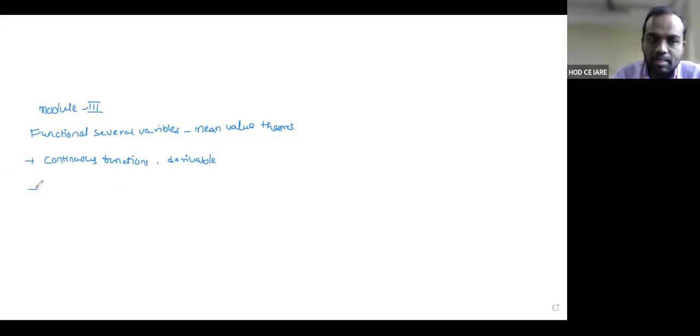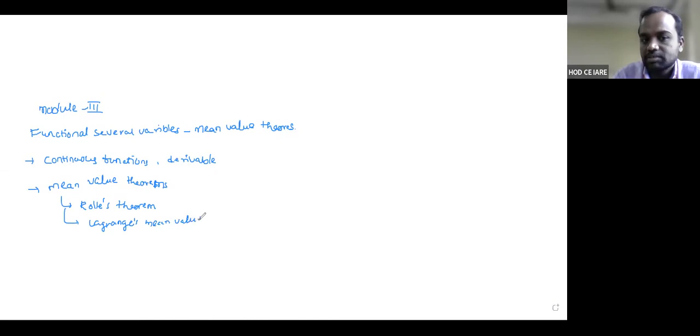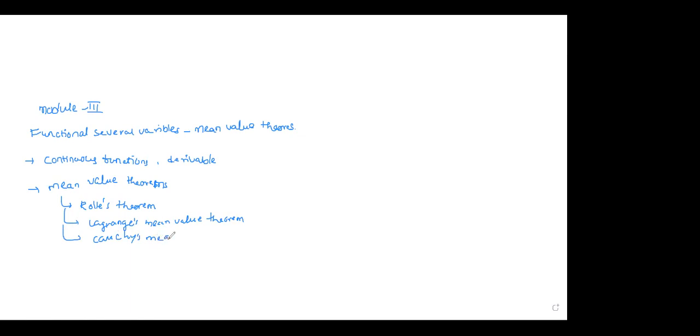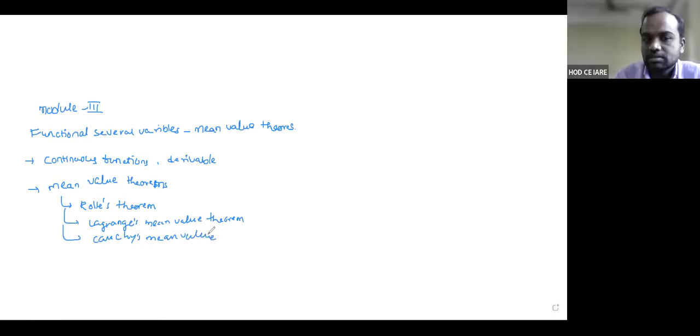And next, mean value theorems. Here, you learn Rolle's theorem, next Lagrange's mean value theorem, and next Cauchy's mean value theorem.